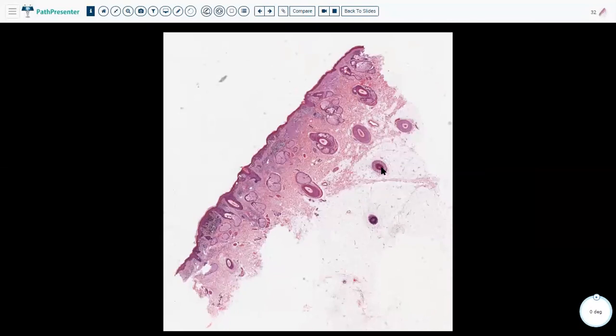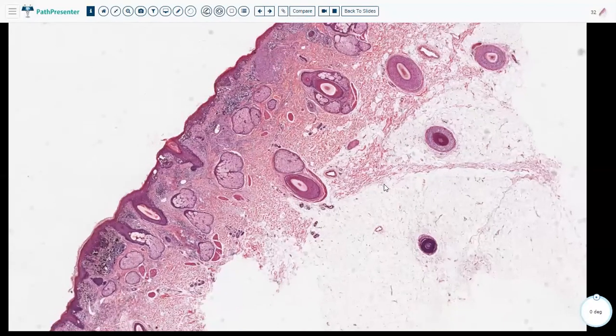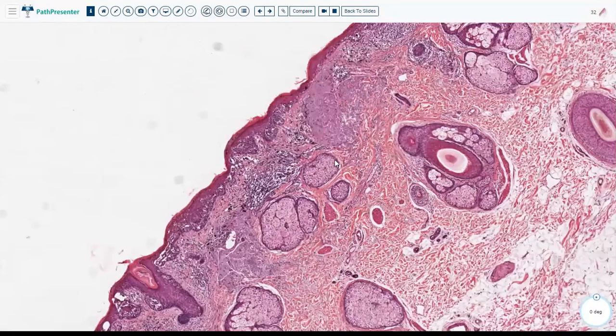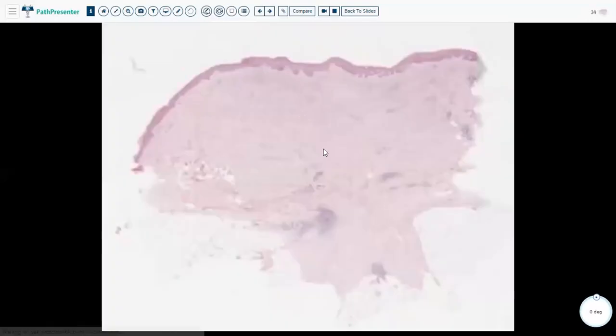Move on to another example here, as we can see here. I don't want to go through a lot. Again, another acral nevus here. This is an important one. I just look at this one. This is another example of it.